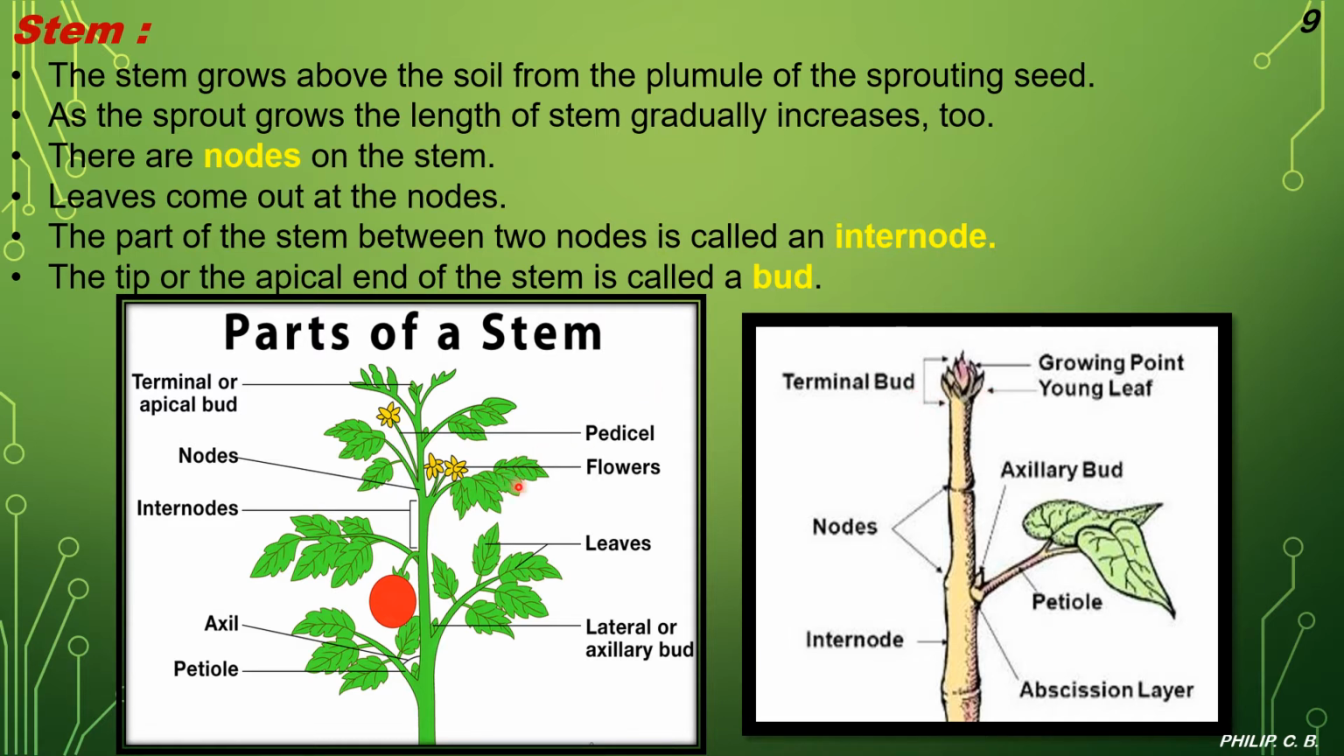Now come to the parts of stem: terminal or apical bud, nodes, internodes, axil, petiole. Then over here lateral or the axillary bud, leaves, flowers, and pedicel, where the flower is attached to the stem, named as pedicel. Okay.